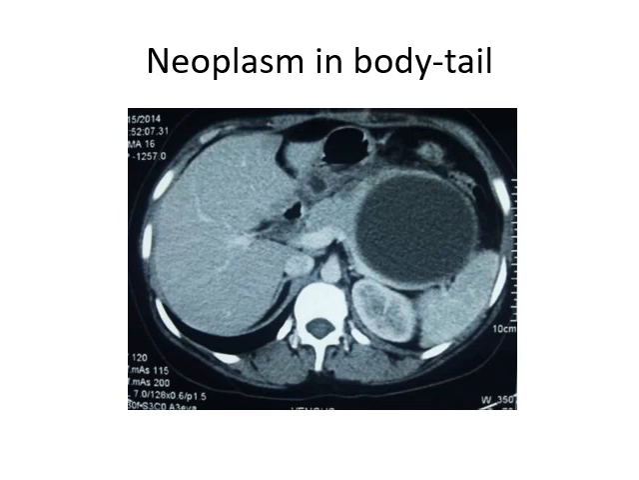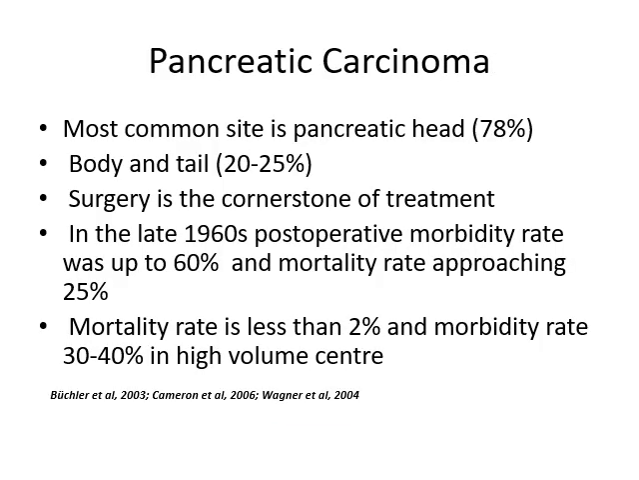And this is another area of neoplasm in the tail of the pancreas. So, pancreatic carcinoma can happen in the head, which constitutes about 78% of the cases, or can happen in the body and tail, which is 20-25%. Surgery is the main line of treatment and the cornerstone of treatment.